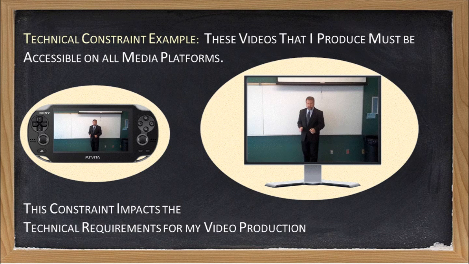For example, on these videos that I produce, a constraint has been imposed upon me that they need to be accessible from any device and with any browser. This constraint means these videos are viewable on a handheld gaming device, a cell phone, a tablet, or a desktop computer. But this constraint also places limitations on how I produce the videos.